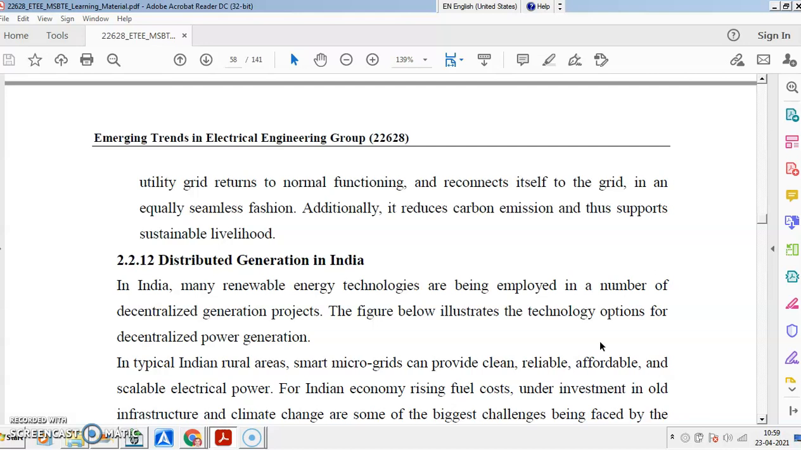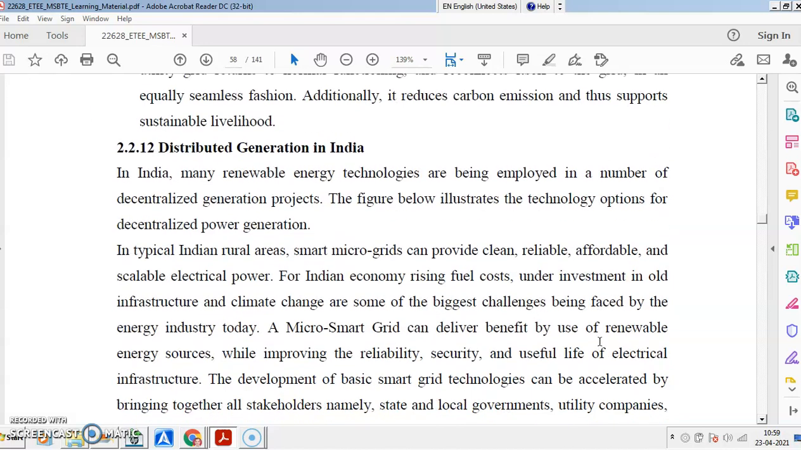And distributed generation in India. Some examples: we have employed renewable energy technologies in a number of decentralized power projects. Particularly in the future we have solar and wind. We can see now in many places nearby that solar power plants, wind power plants and wind turbines are installed. So these are available to you now.